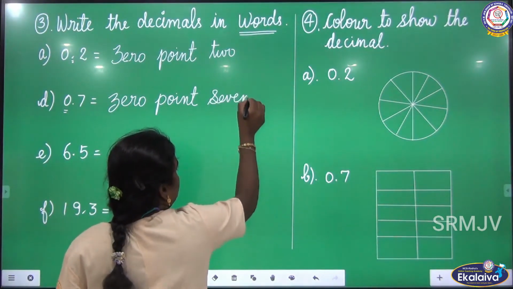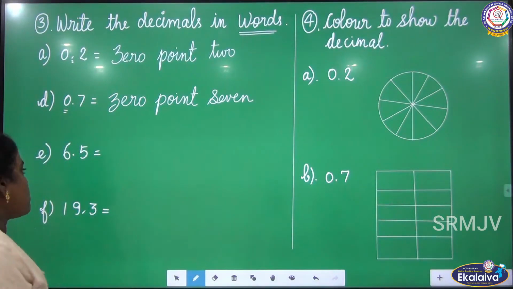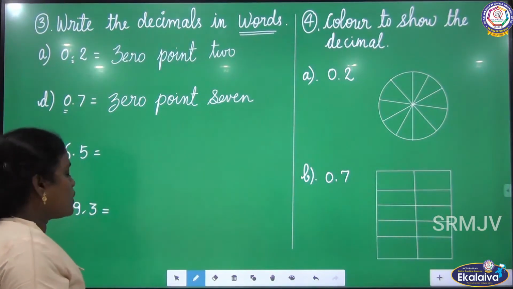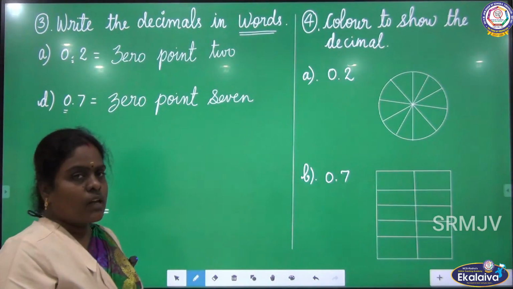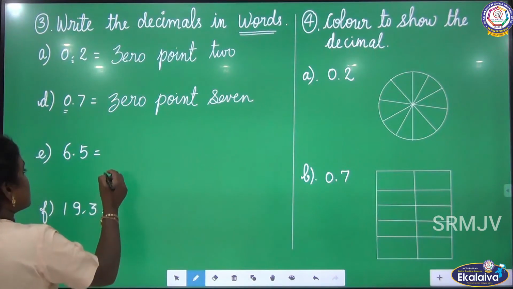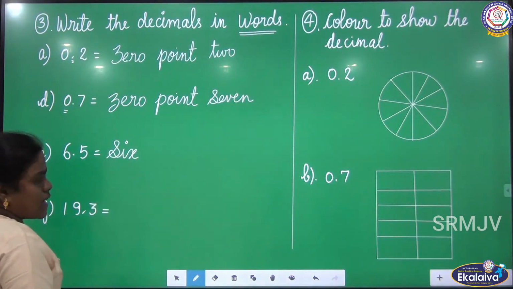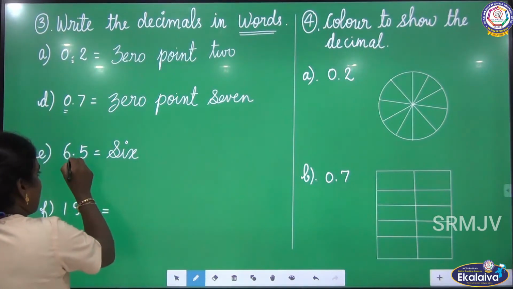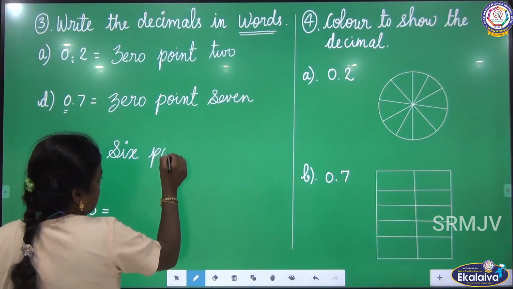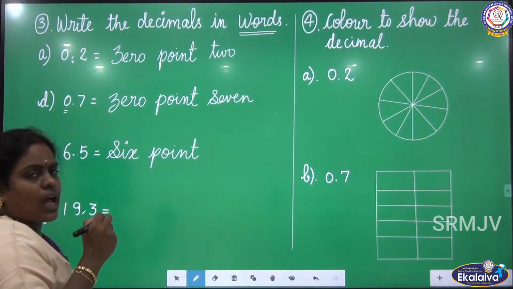S-E-V-E-N. 7. So 0.7 is the given decimal. Look at the next question. 6.5. In the whole number part, we have the number 6. First write down the name. S-I-X. 6 point. And in the decimal part, we have 5.